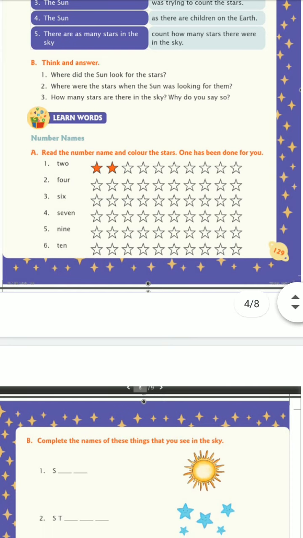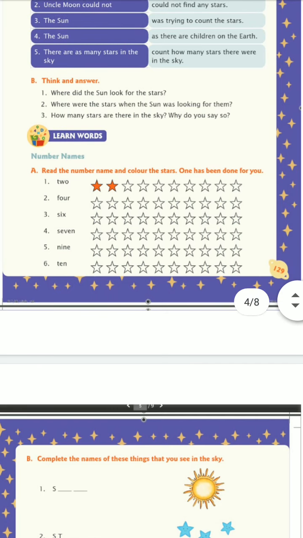Where were the stars? We have to tell when the sun was looking for the stars, where they were. We have to tell the position of the stars. We know that in the morning the stars are present in the sky, but we are not able to see them in the morning.